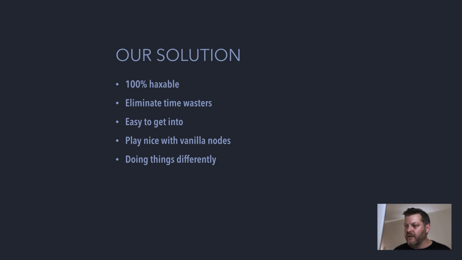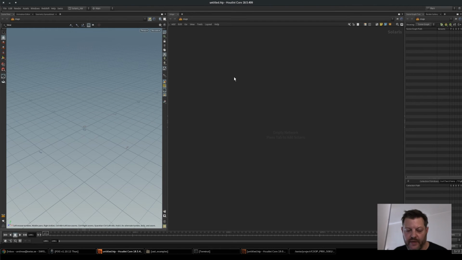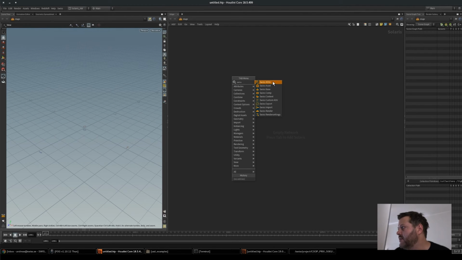And so we started doing a bunch of crazy experiments, but we decided to just keep what works and throw away what doesn't. This is very much the start of our Solaris journey, and I'm sure it will look wildly different a year from now. All right, so for the Swiss nodes that we have created, we have about 10 nodes currently, the usual suspects of import, export, rendering, settings, and a few extra ones.